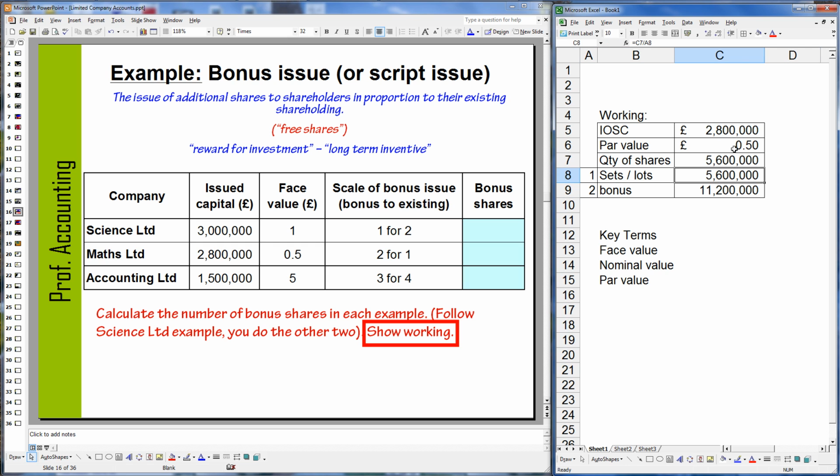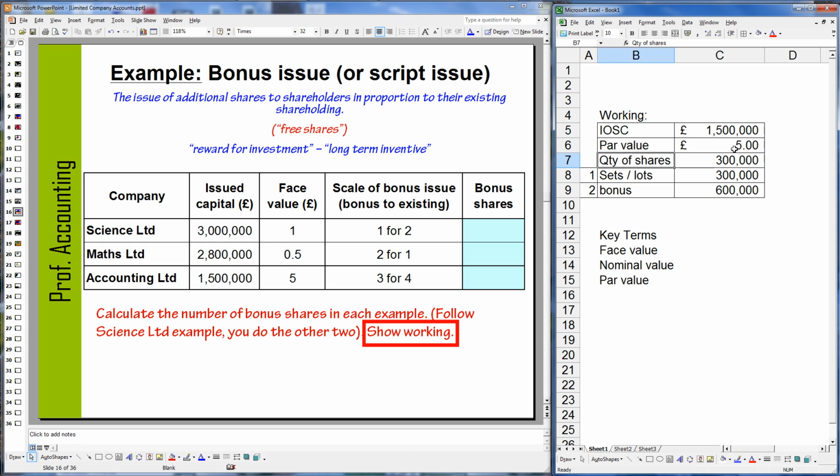Accounting Limited, you've got 1.5 million. The par value, the face value, the nominal value is £5, quite high, that one, and therefore the quantity of shares is 300,000. So it's 3 for 4, 3 bonus shares for 4 existing.